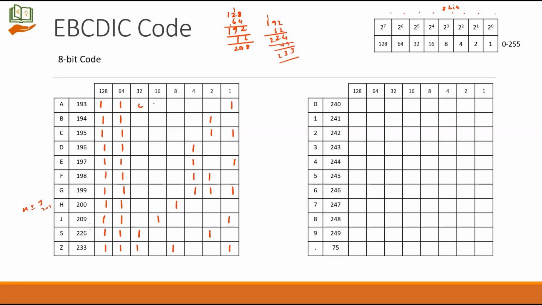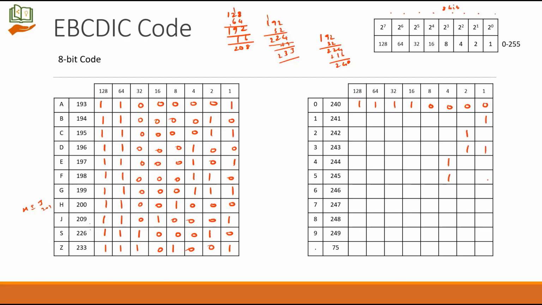The remaining places can be marked as 0. 0 is actually 240. 192 plus 32 will give 224. 224 plus 16 will give 240. So 192, 32 and 16. All these 4 together will give 240. Then for 241 it is 1 here. 242 it is 2. 243, 244, 245, 246, 247, 248, 249. So we will have 4 ones here continuously. So we have filled up.